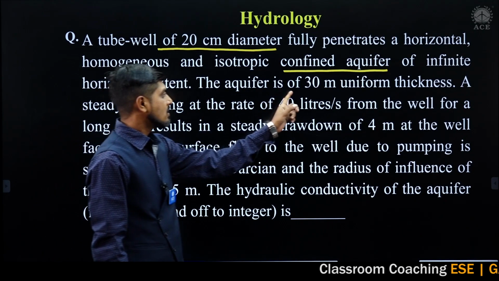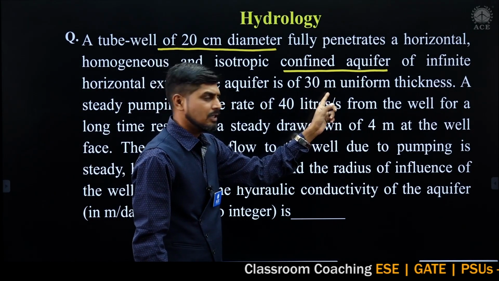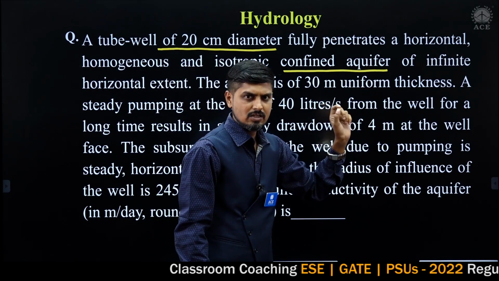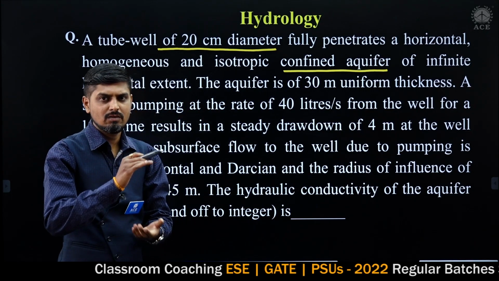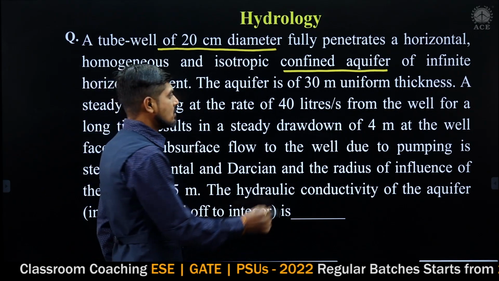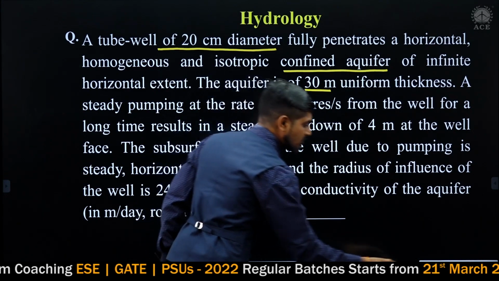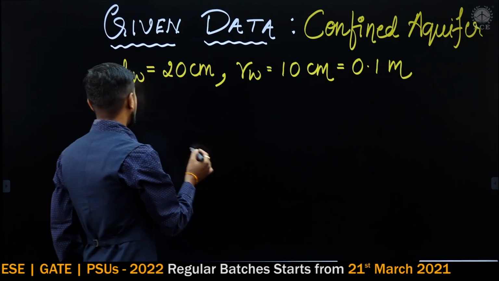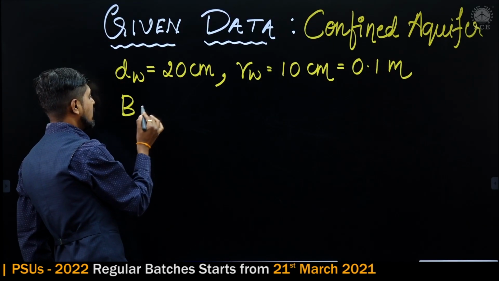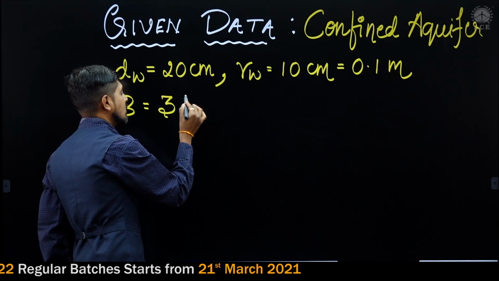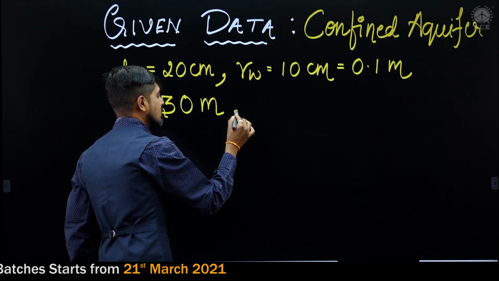The aquifer is 30 meter thick, of uniform thickness. So the thickness of the aquifer is given as 30 meters. This is nothing but B. So the thickness of the aquifer, capital B, is equal to 30 meters.